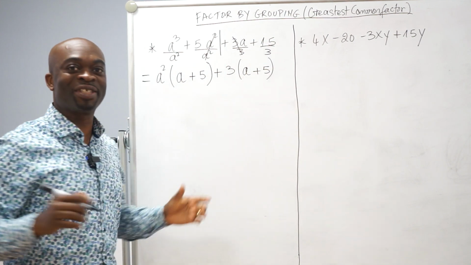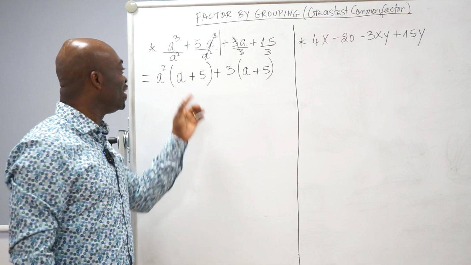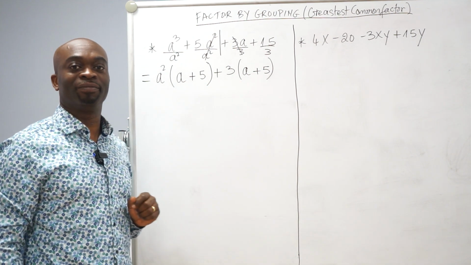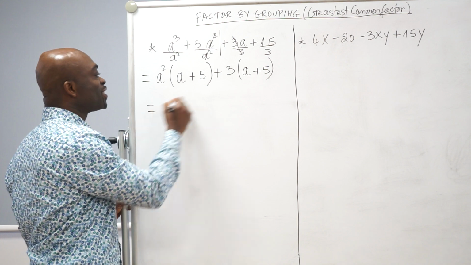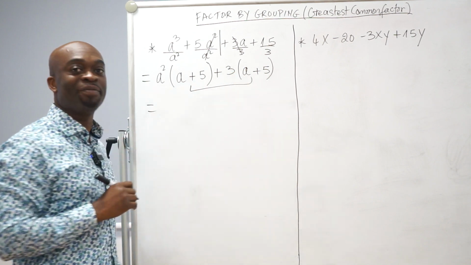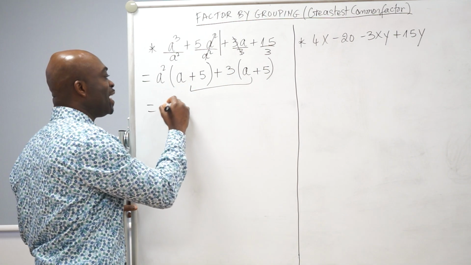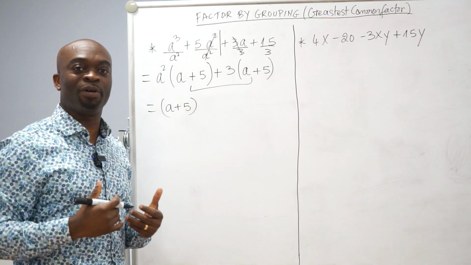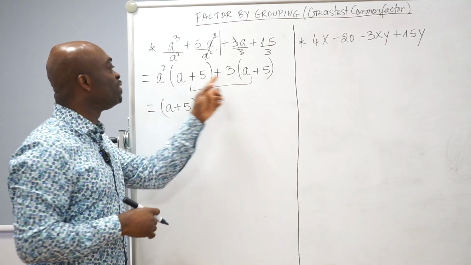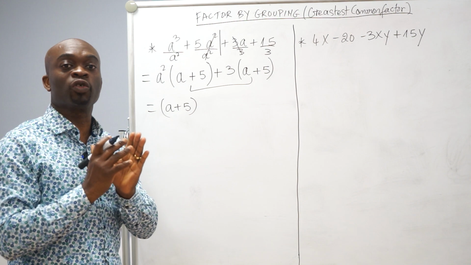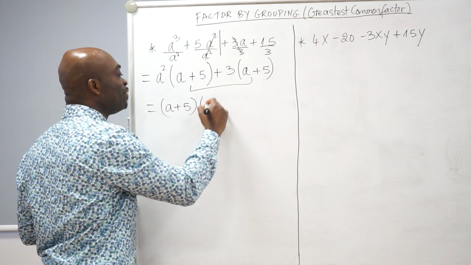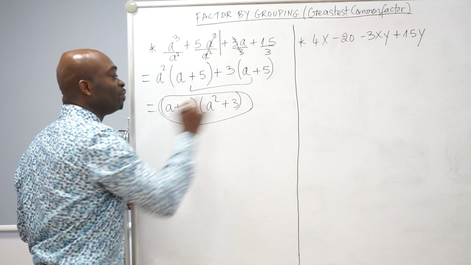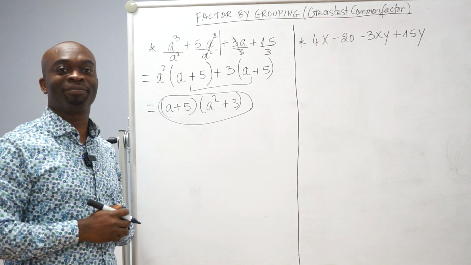Ladies and gentlemen, what are we seeing now? Inside the parentheses, we have the same factors. So that'll be a plus 5, that we're going to take out as one common factor, and whatever is left in front of the parentheses, we put together. So we're going to have a squared plus 3 here, and you are done.